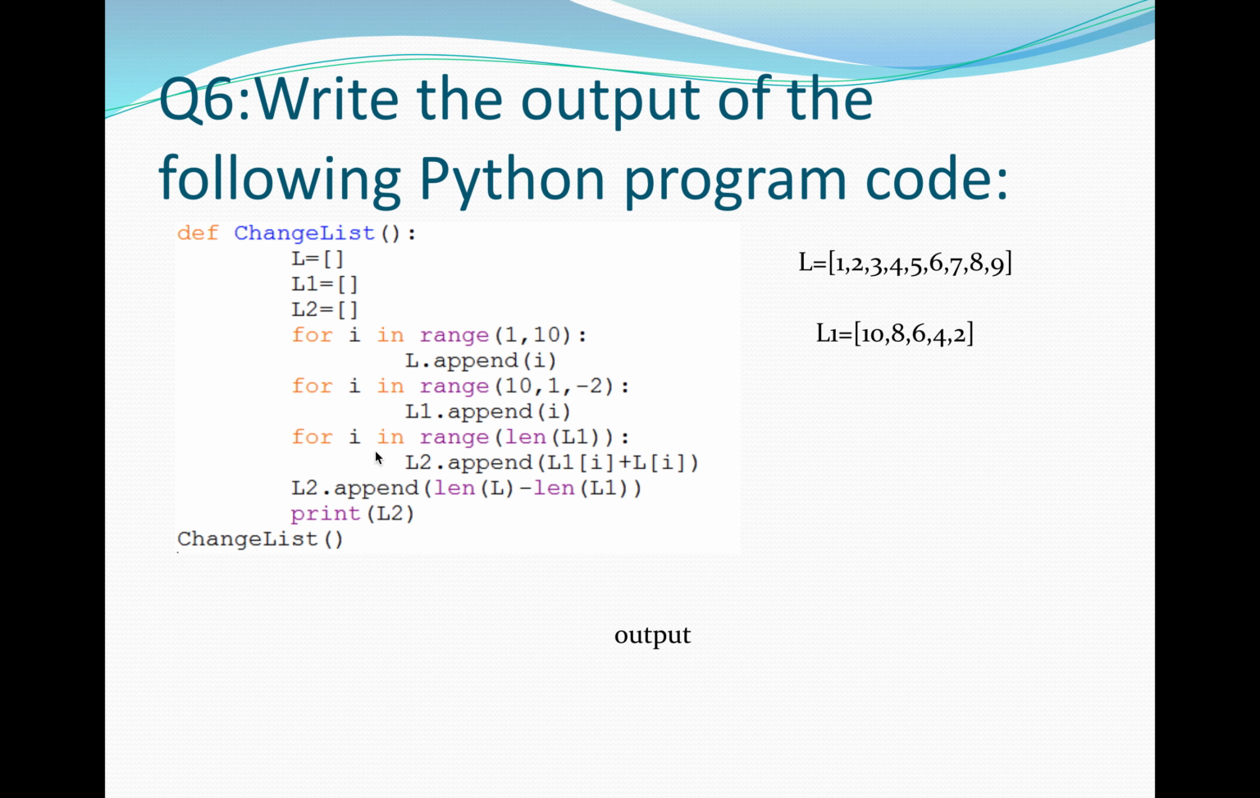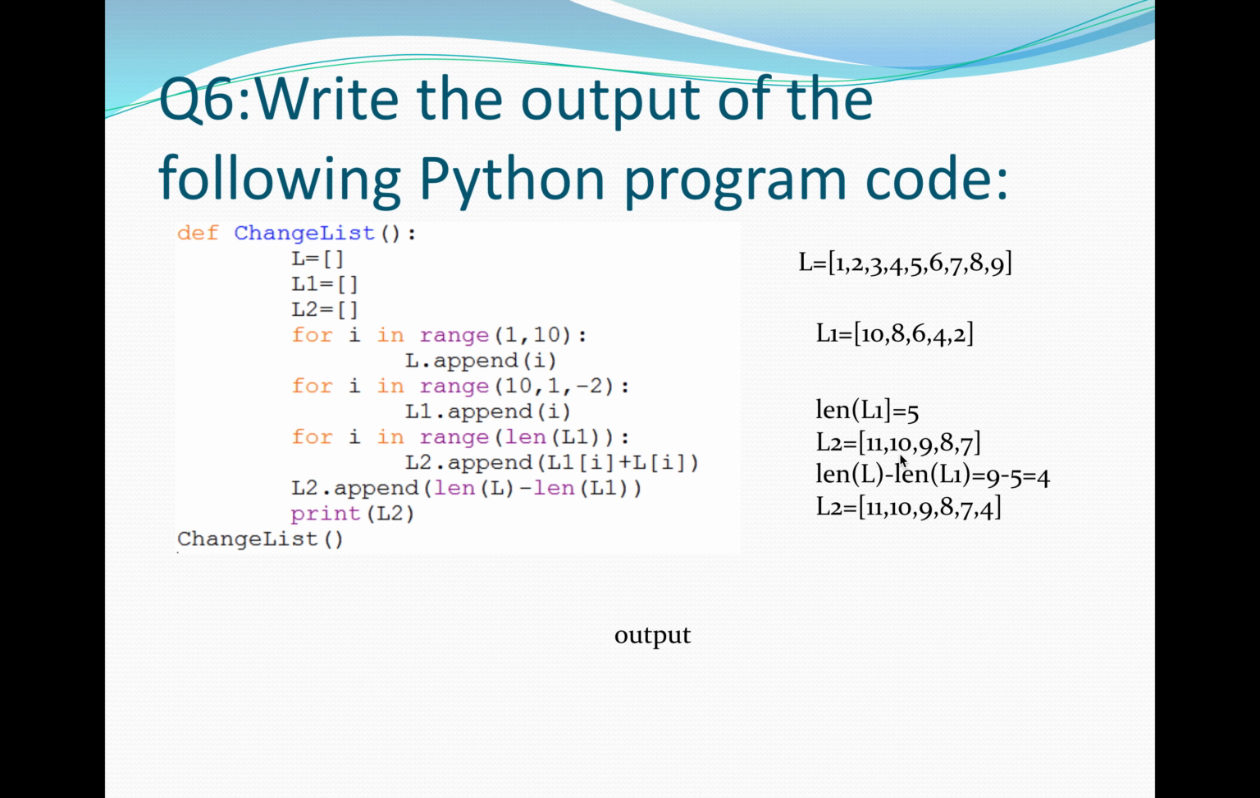The next is for I in range length of L1. What is L1 here? 10, 8, 6, 4, 2. So what is the length? Length is 5. So what are the values for L2? Append L1 of I plus L of I. In the first case, the value of I is 0, so it will take the value at index 0. The 0th index value is 1, and here the 0th index value of L1 is 10. So 10 plus 1, the value is 11.